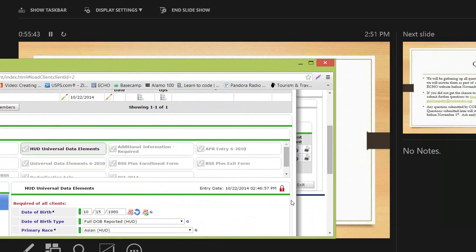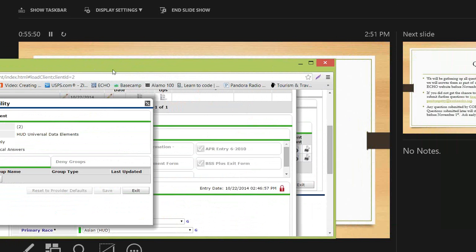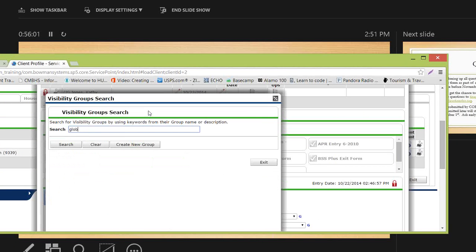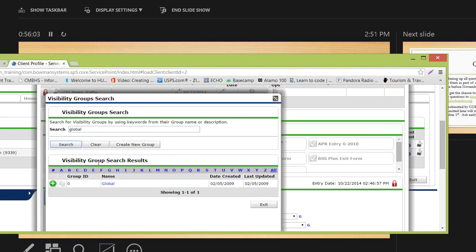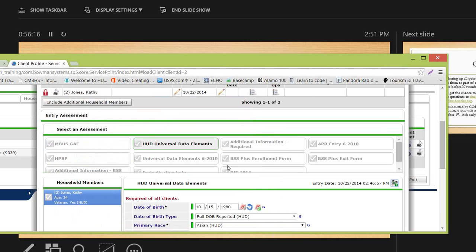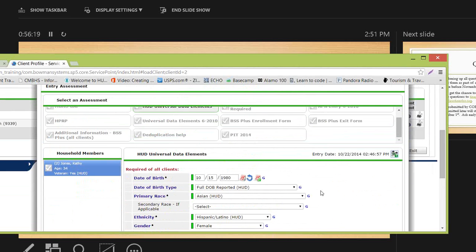So to open visibility, if you've already done this before, you probably can do this in your dreams, but if you haven't, it's a pretty straightforward process. Click on the lock. Click on future and historical answers if a client has chosen to share future and historical answers. Add visibility group. And global is a choice that tells it you want to share with the entire system. So now any HMIS agency, any HMIS user that has access to HMIS and this client's profile will now be able to see her current answers and her historical answers.